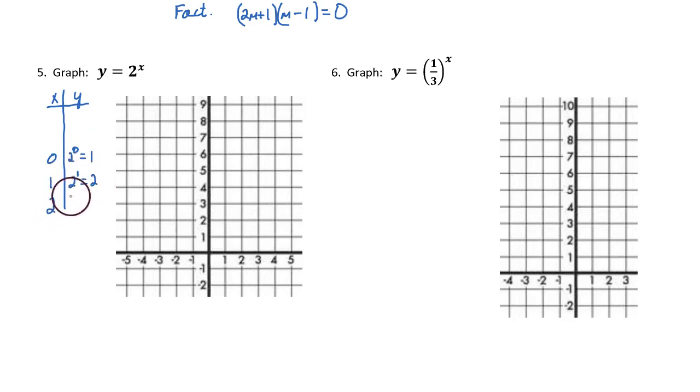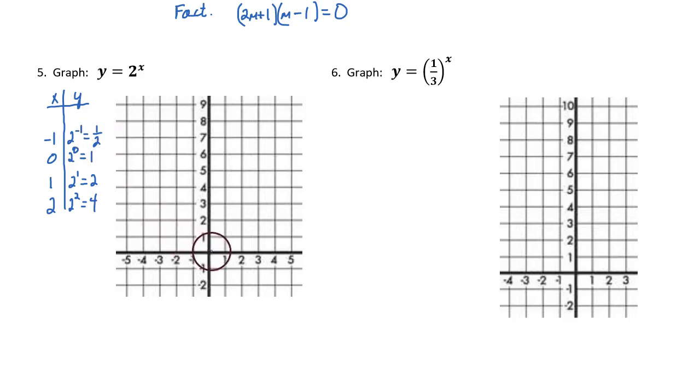Let's also use 2 for x. 2 squared makes 4. We don't want to forget negative numbers for x. So let's use negative 1. 2 to the negative 1 makes 1/2. We could use negative 2 for x also. We would get 1/4. Be really careful with your negative exponents. When you have a negative exponent, that creates reciprocals. It doesn't create negative answers.